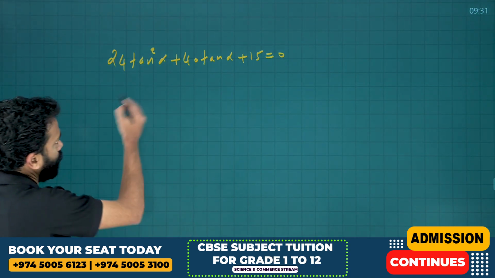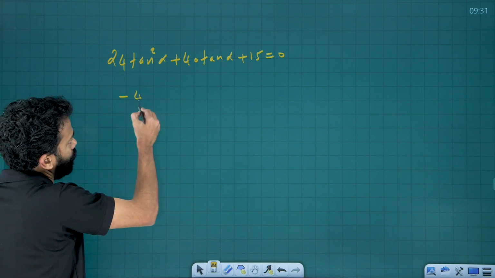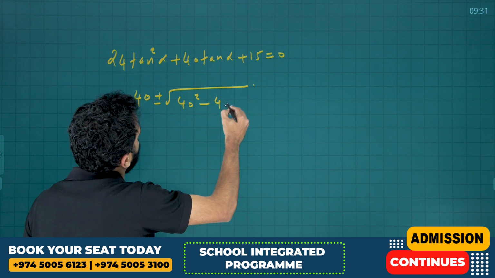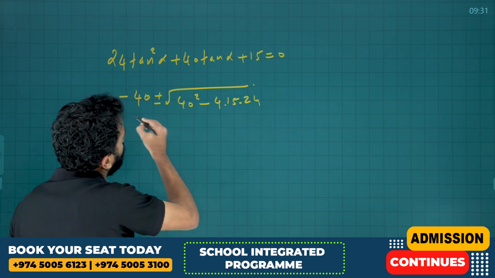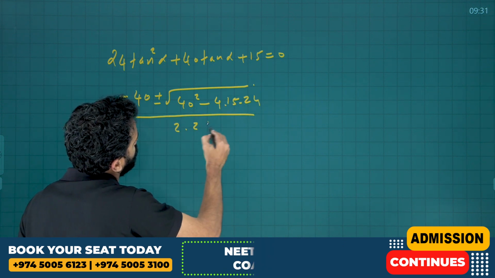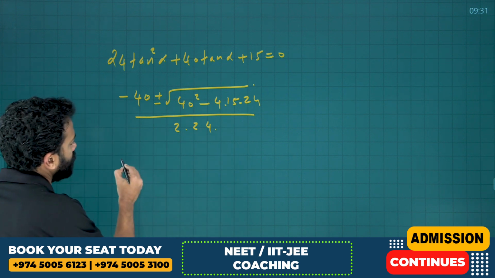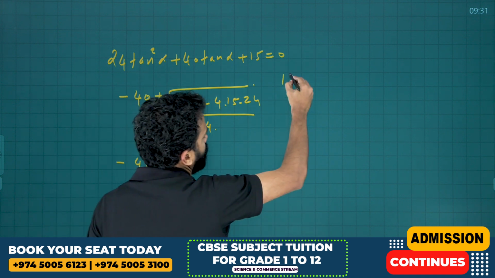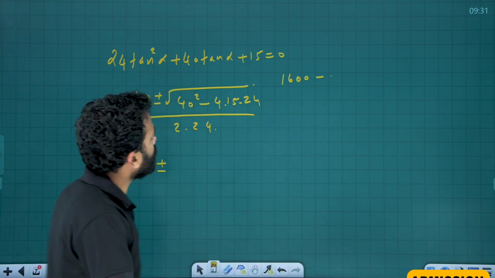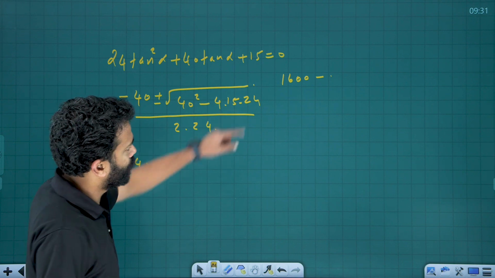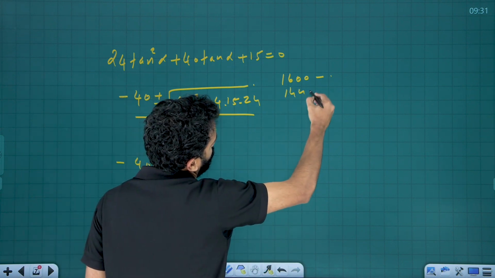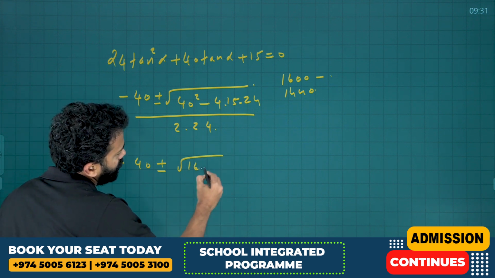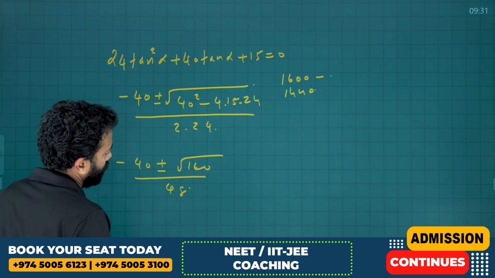So, after applying the formula of quadratic equation, it will be minus 40 plus or minus root 40 square minus 4 into 15 into 24, divided by 2 into 24. Okay, 2a. That is minus 40 plus or minus. So, what is 40 square? That is 1600 minus 4 into 15, 60 into 24 is 1440. Okay. So, it will be root 160, divided by 48.